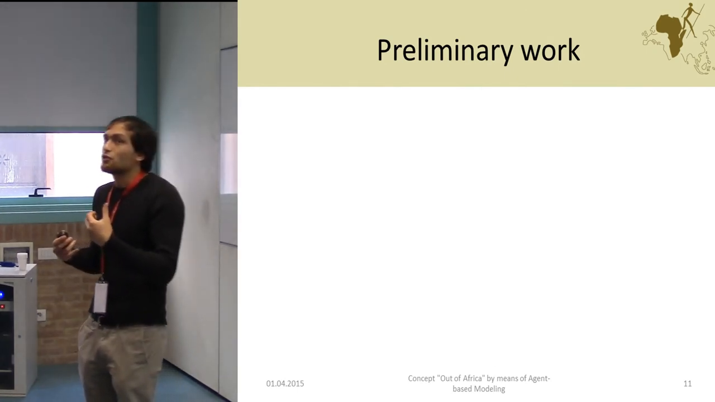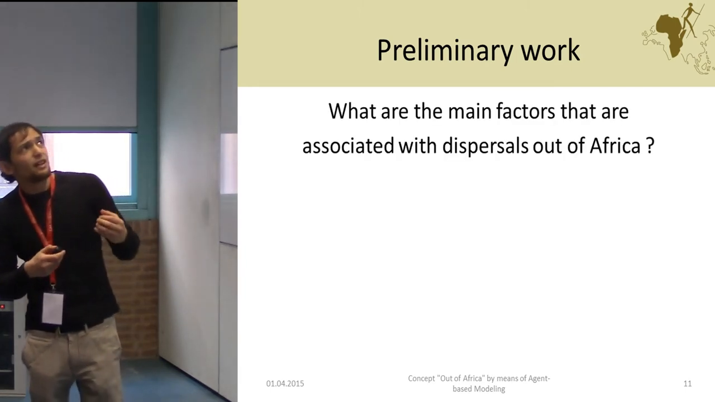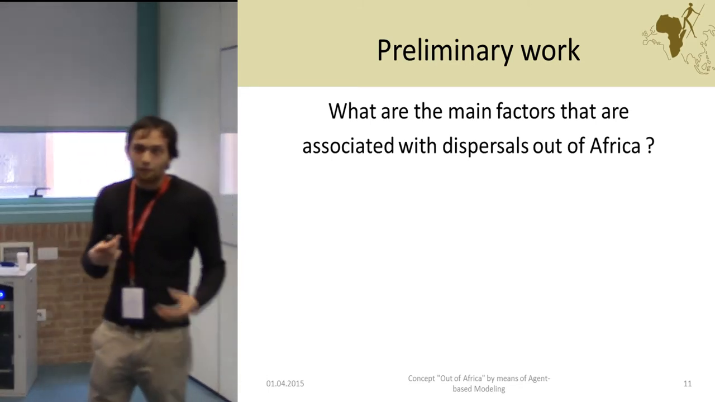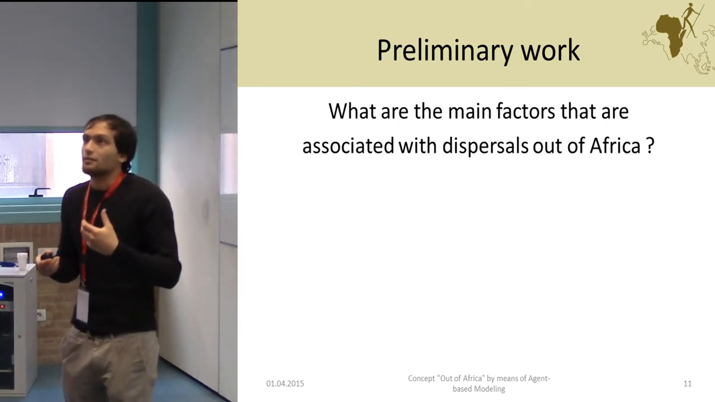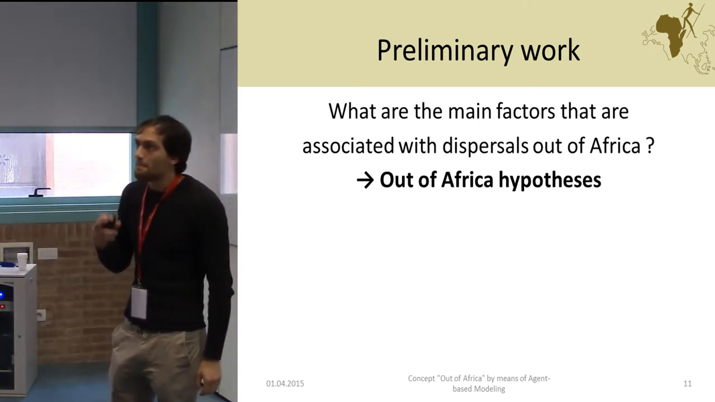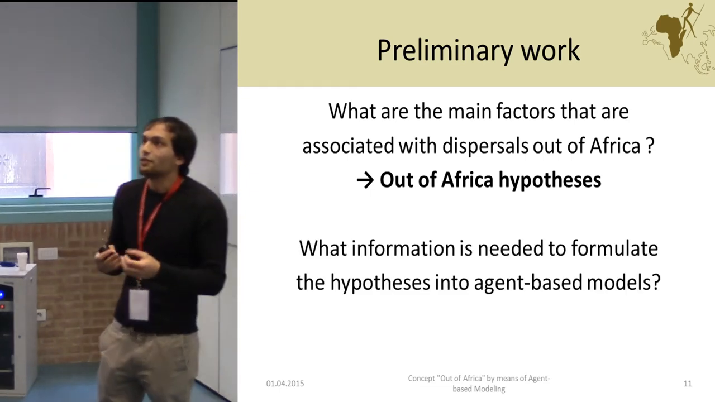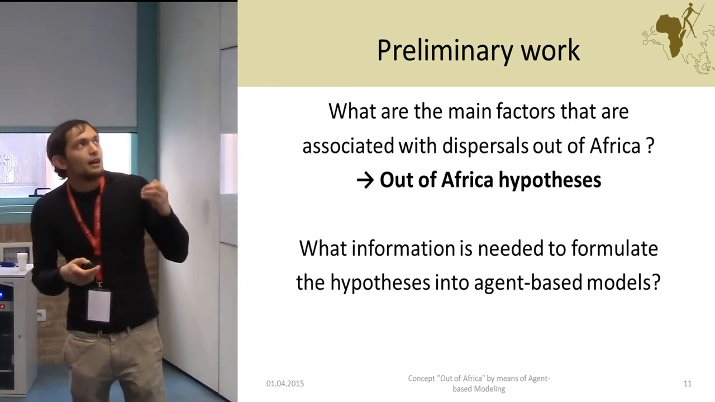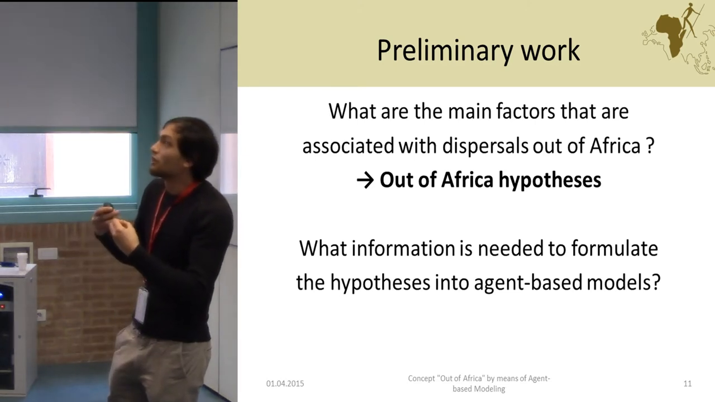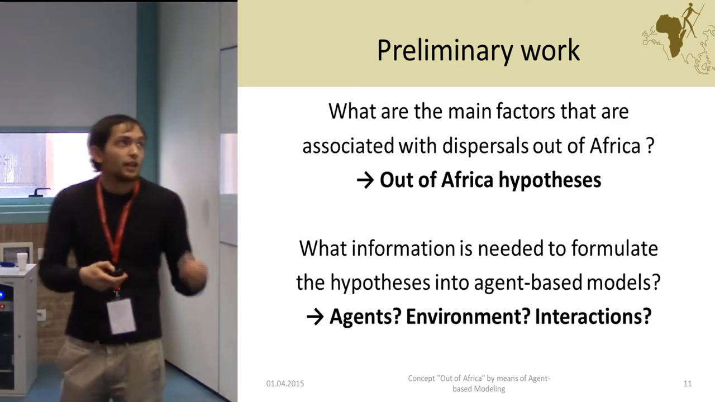Before I can start the actual agent-based modeling of the hypothesis, I have to answer some questions. These are, what are the main factors that are associated with dispersals out of Africa? I have to get an idea what are the common factors that are stated. And these are represented by the out of Africa hypothesis I mentioned before. And then to translate these hypotheses into an agent-based modeling structure, I have to look at the hypothesis and look what are the agents, what is the environment, and what are the possible interactions.